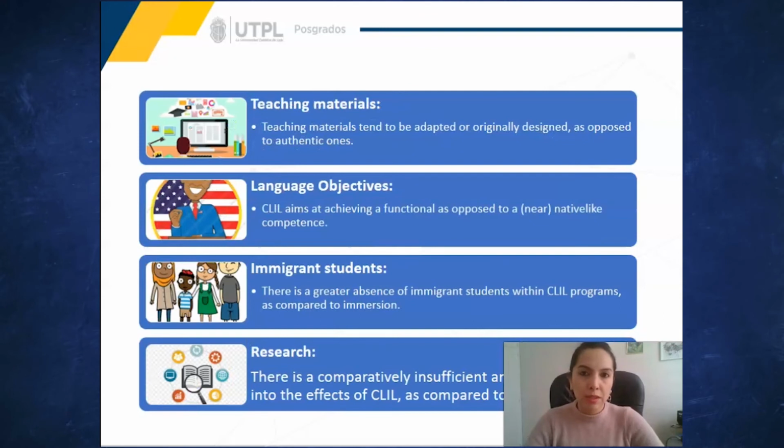The teaching materials tend to be adapted or originally designed. Regarding the language objectives, CLIL aims at achieving a functional competence. So it means students need to socialize in social environments also. Finally, there is a greater absence of immigrant students within CLIL programs as compared to immersion programs, in which immigrant learners are the majority of the group.